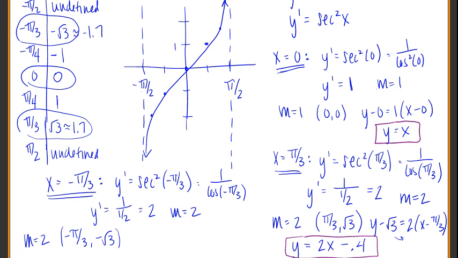Well, if we finish this up doing the exact same steps we've done before, you'll get y equals 2x, and then this time it's going to be a plus 0.4. Okay, so let's box up this last one, and then all we need to do is take these 3 equations and graph them on our graph.